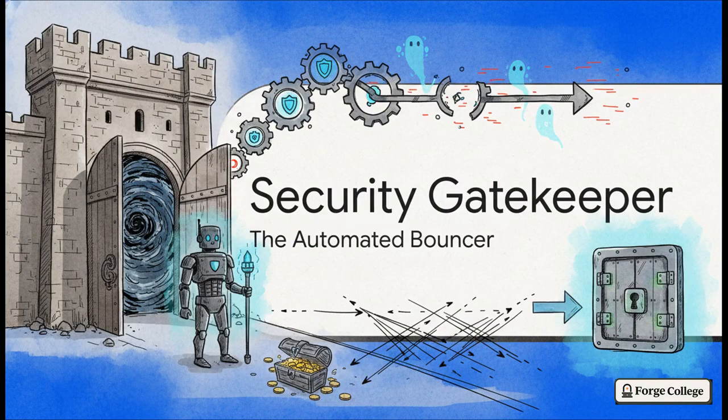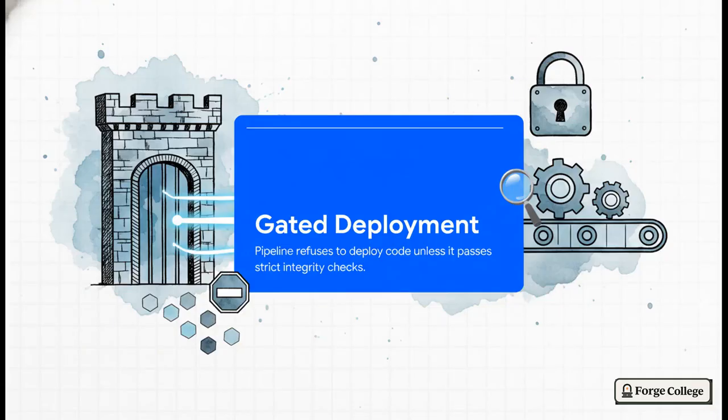Part 1. The security gatekeeper. Why we actually need an automated bouncer. The core problem we're solving today is that deploying blindly is basically like leaving the heavy iron front doors of your fortress wide open. Without automated enforcement, your security policies are just suggestions. So, our solution is a gated deployment. This is a release process where your pipeline point-blank refuses to deploy code unless it passes strict integrity checks. Having branch protections in your version control is great and all, but the CI pipeline is the actual operational authority that enforces those rules right at the gate.